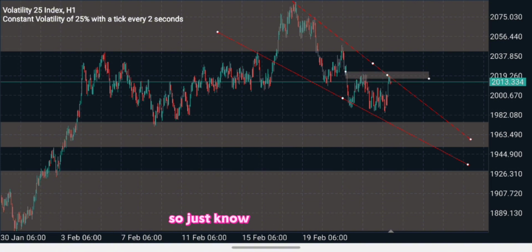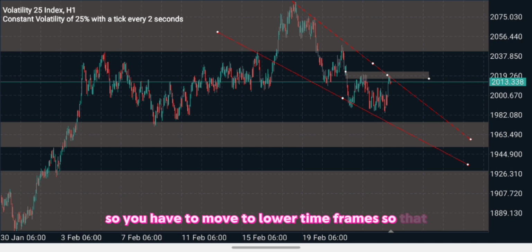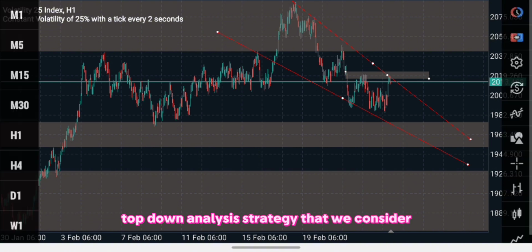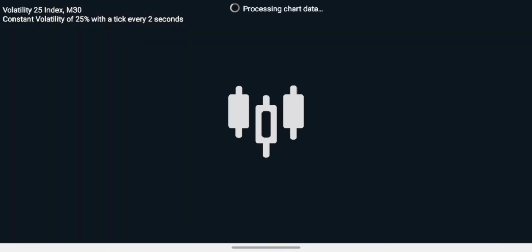So just know that you cannot see these things in a weekly time frame, so you have to move to a lower time frame so that you can see the market in detail. But it is also important to see the market in the higher time frames, because you know where the market is going in the long run. This is basically the top-down analysis strategy that we consider. And we move on to 30 minutes. It's all the same, but then we just have to see.